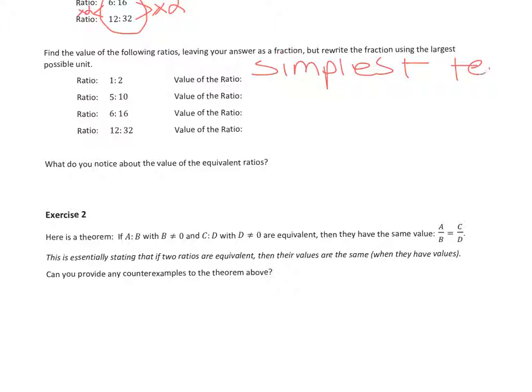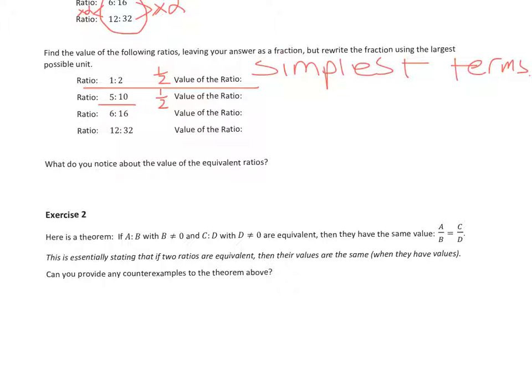And if you remember, simplest terms is to divide it as much as possible until you can no longer divide both numbers again. So the value of this one is 1/2, and you don't have to do anything with that. But 5/10 would also be 1/2 because it is equivalent to the 1/2 before. And I can divide 5 by 5 and divide 10 by 5 to get 1/2.